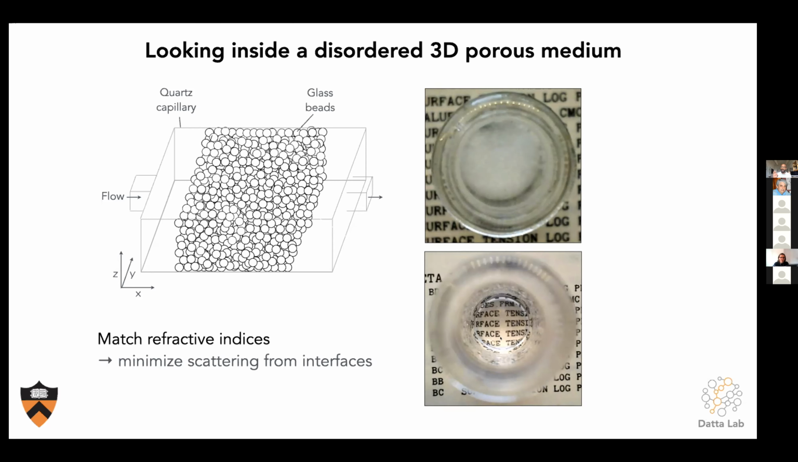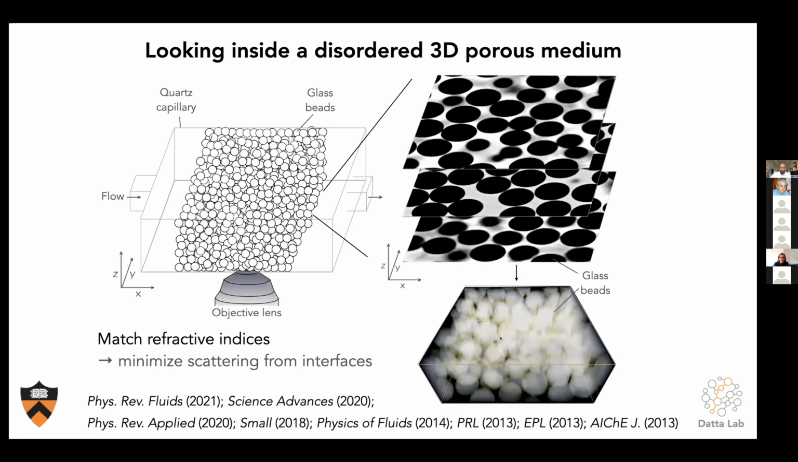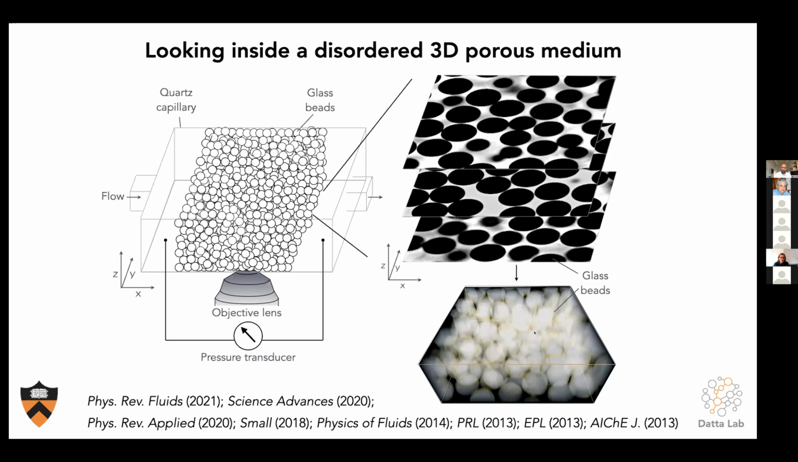And so by selectively dyeing the different components, we can visualize them in 3D using confocal microscopy. So for example, here we're taking slices throughout the porous medium. You can see these black circles are cuts through the solid matrix making up the porous medium. The bright is the pore space. And so by taking many of these slices, we can put them together and reconstruct the 3D structure of the pore space, right?